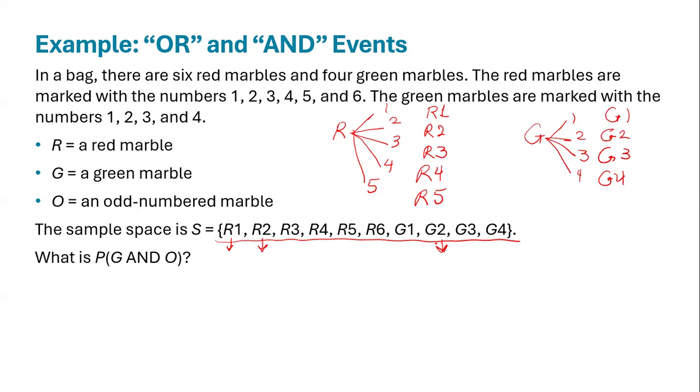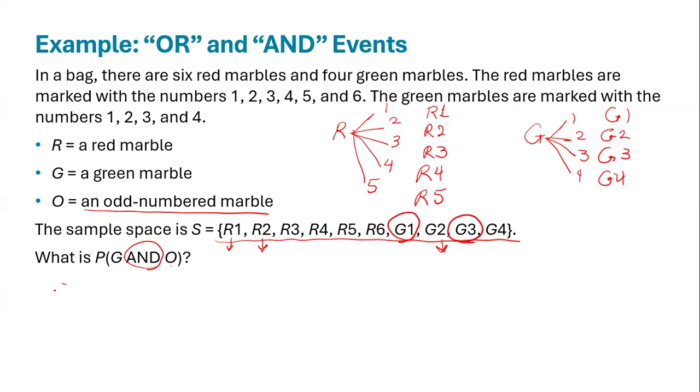Now it's asking what's the probability of G and O. G means getting a green marble. O means getting an odd numbered marble. And I know "and" tells me they must occur at the same time. So I only write the outcomes out of the sample space that have a G and an odd number at the same time. Green and odd number, green and odd number. That's it.